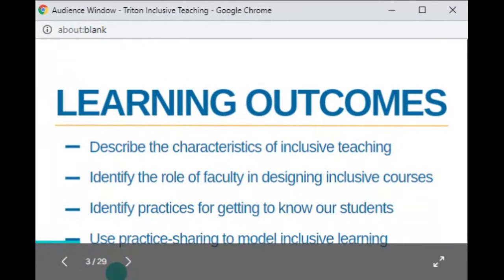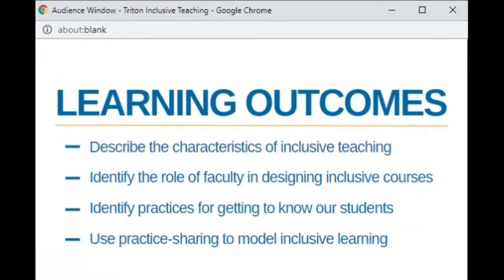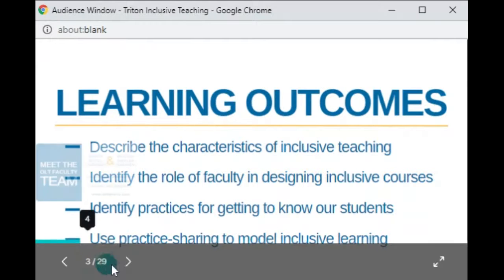For today, we're going to really be focusing on thinking about inclusive teaching practices, describing their characteristics, identifying the role of faculty in designing those moments, and identifying practices for getting to know our students. We are going to use what's called a practice sharing model. This is something that we talk about a lot when it comes to inclusive teaching and learning, so we wanted to not only tell you about a practice, but show that practice in action.